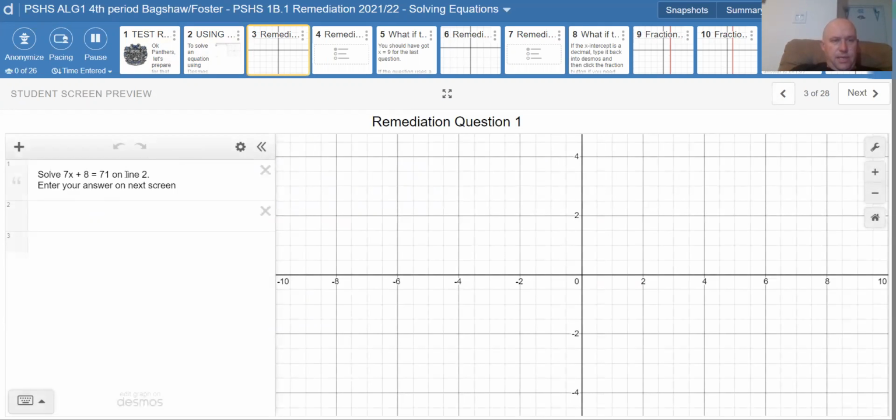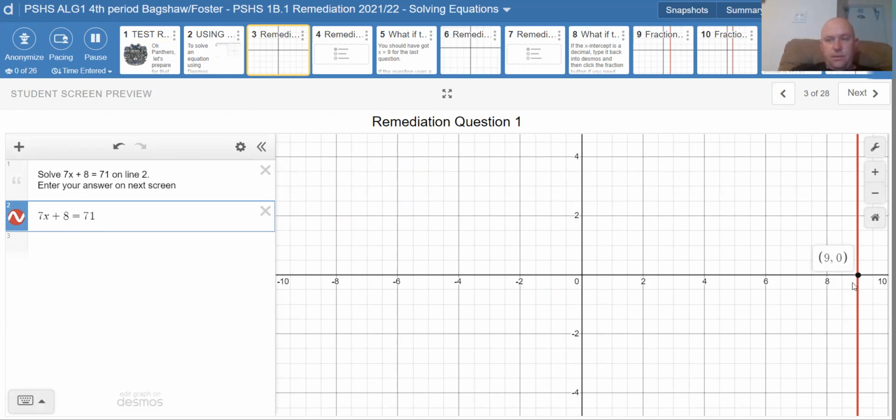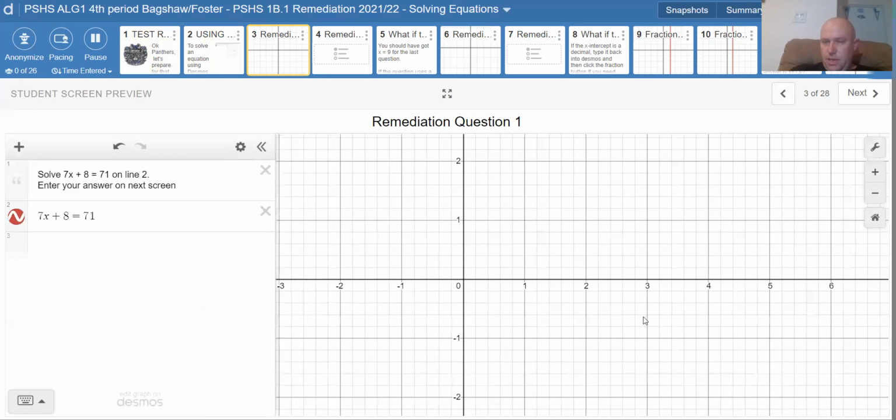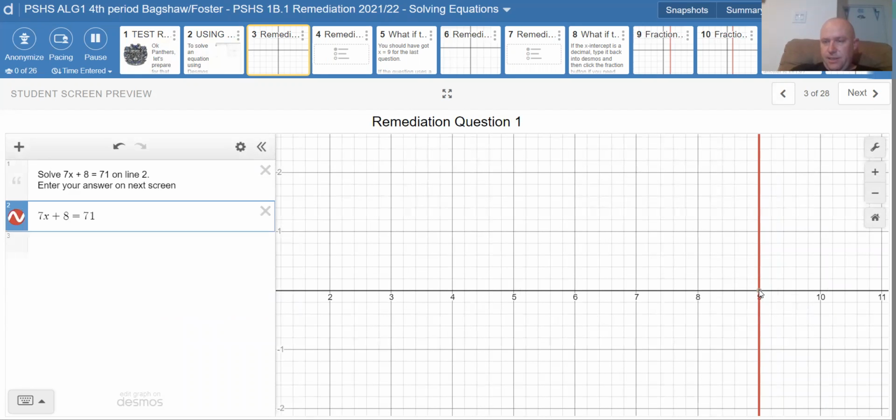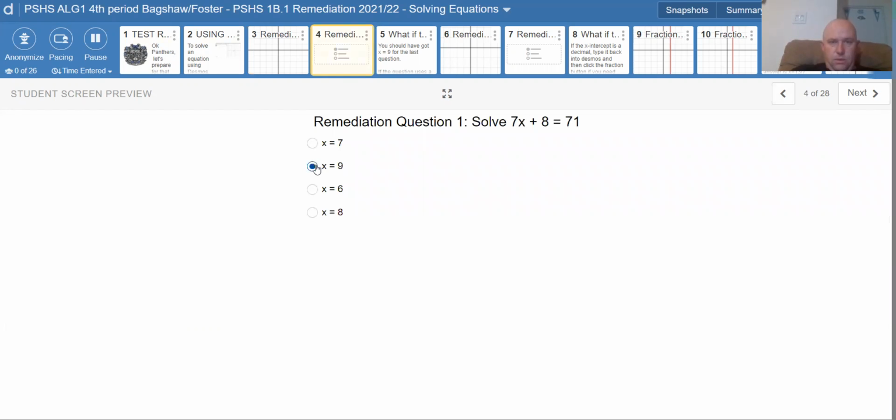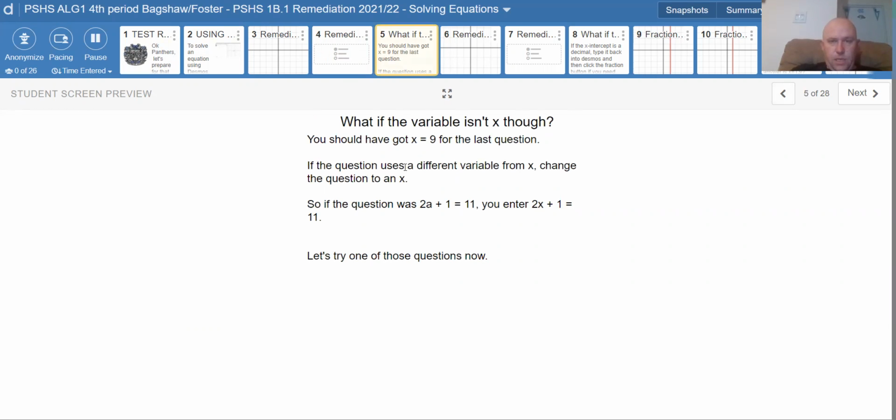So solve 7x plus 8 equals 71 on line 2. Okay, let's have a try at that. So literally all I'm doing is copying the question, and then I'm looking for where it goes through on the x-axis, and you can see clearly here it goes through 9. If necessary, you can zoom in, and this one's not too difficult to see, and then you can scroll through it and see 9 on the scale as well. So I'm going to go ahead and select 9. You should have got 9.